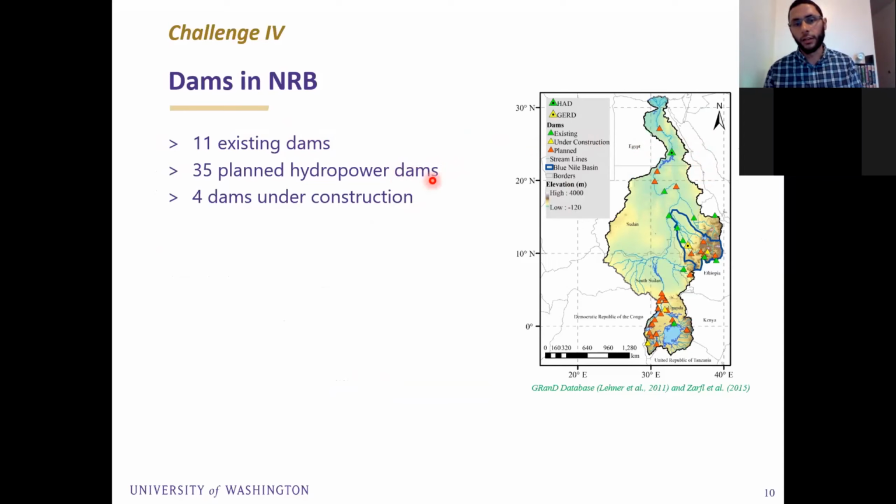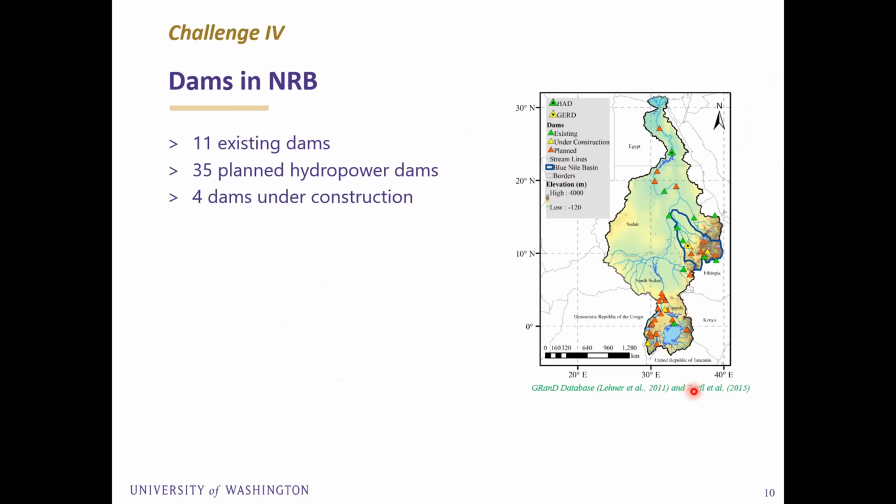We have around 35 based on a database generated a couple of years ago by ZARF in 2015. We have this database for the future hydropower dams. And there are around 35 dams that can probably come in the future. Some of them, as you can see, can be in Ethiopia. And there are four dams currently under construction.